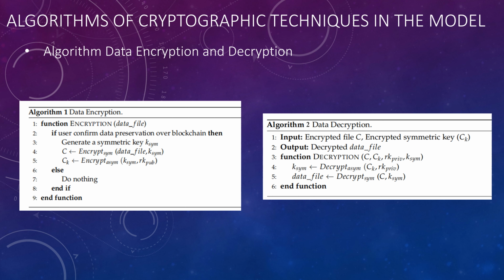For data encryption, we use the symmetric key to produce the ciphertext, then encrypt the symmetric key with the receiver's public key, and send the key together with the ciphertext. As for decryption, we first use the receiver's private key to decrypt the key and obtain the original symmetric key. Then we apply the key to the ciphertext and obtain the original plaintext.